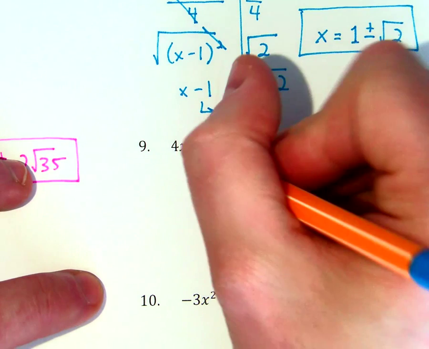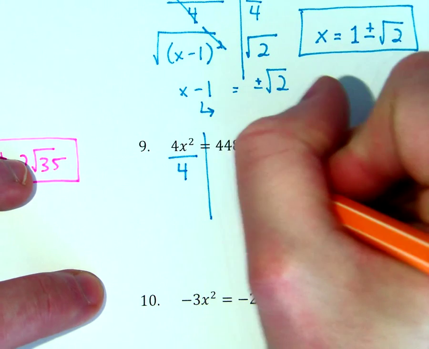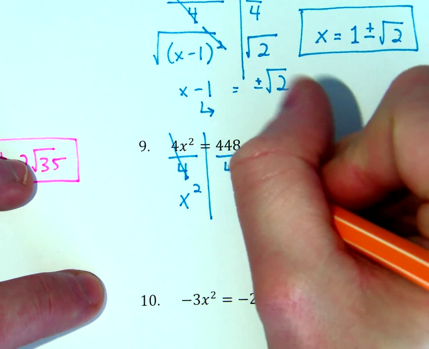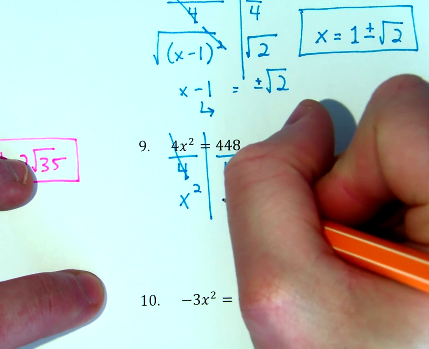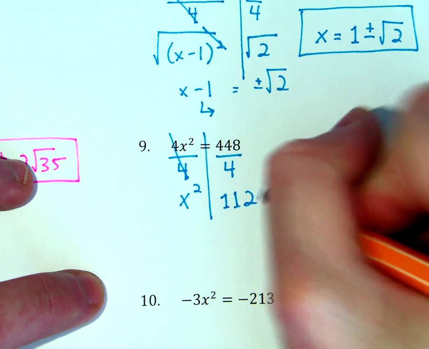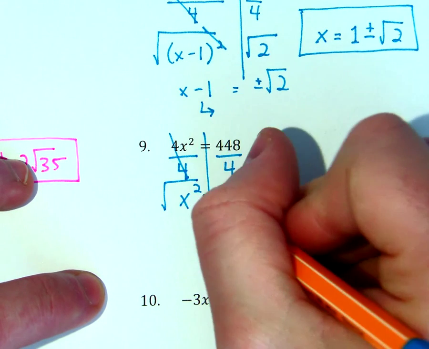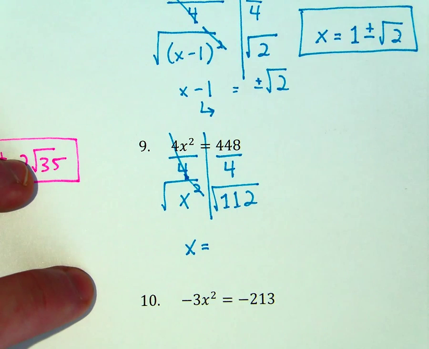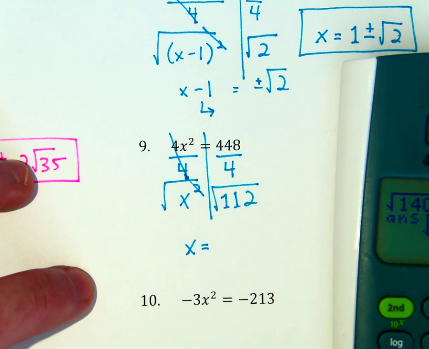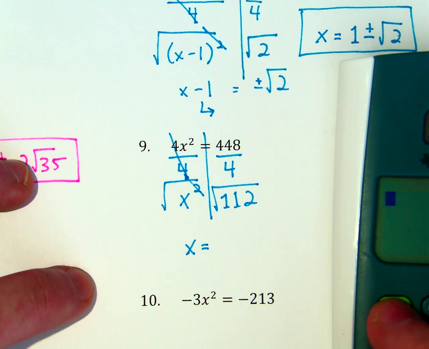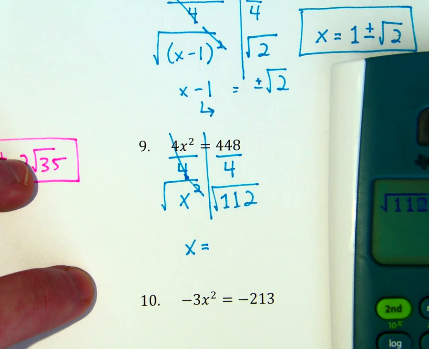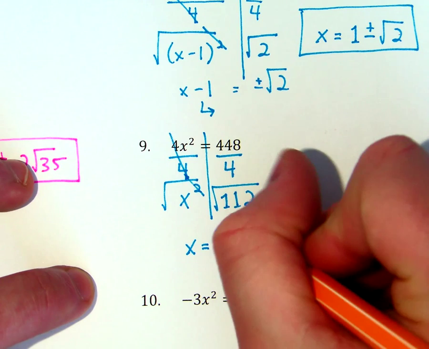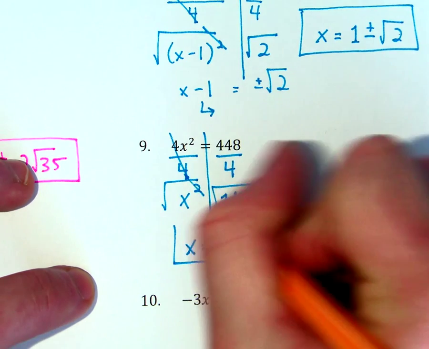Number 9. 4 is connected to x squared by multiplication. We'll undo it with division and find that x squared equals 448 divided by 4, which is 112. Undo the squared with the square root. We'll find that x equals the square root of 112, which is 4 square roots of 7. So x equals 4 times the square root of 7.